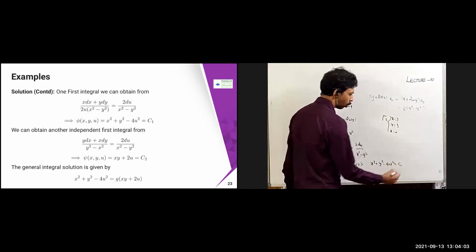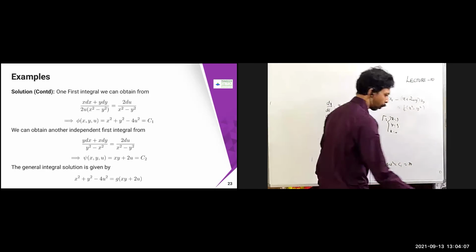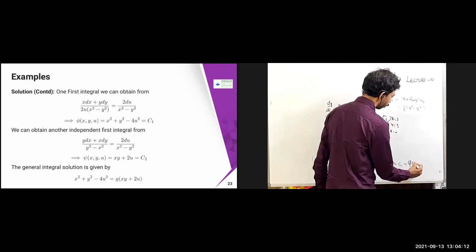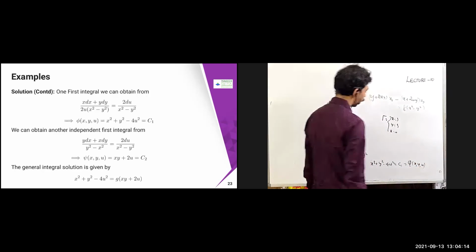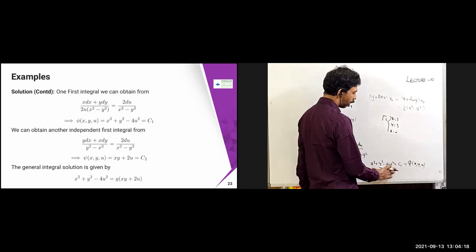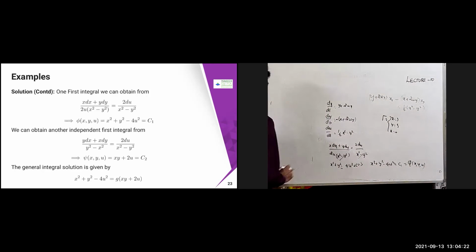That one I can write as psi of x comma y. Let me write it as phi of x comma y. So this is one first integral, or integral surface, that I found: phi of x comma y. Now the second one you can find in a similar way. What I'm going to do is multiply by y dx plus x dy.